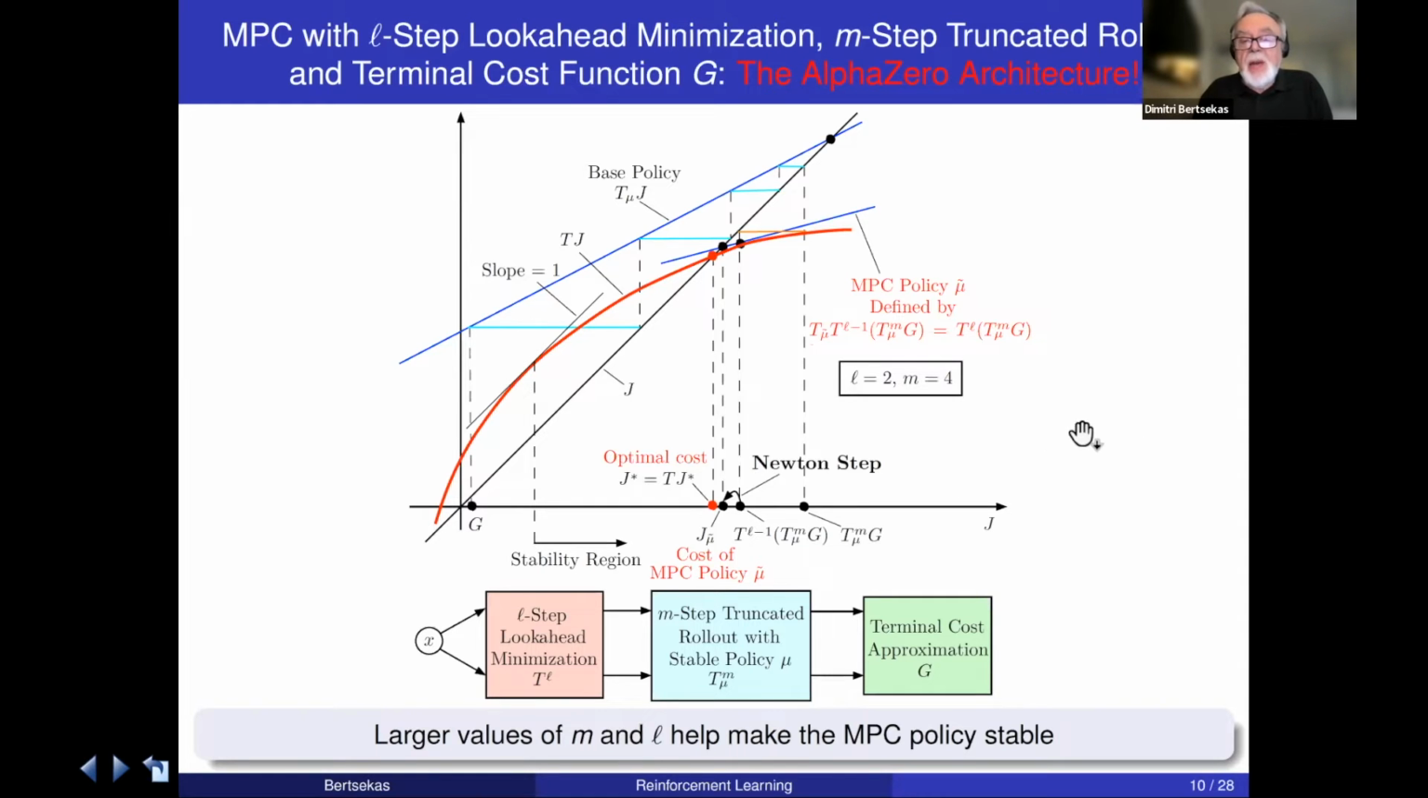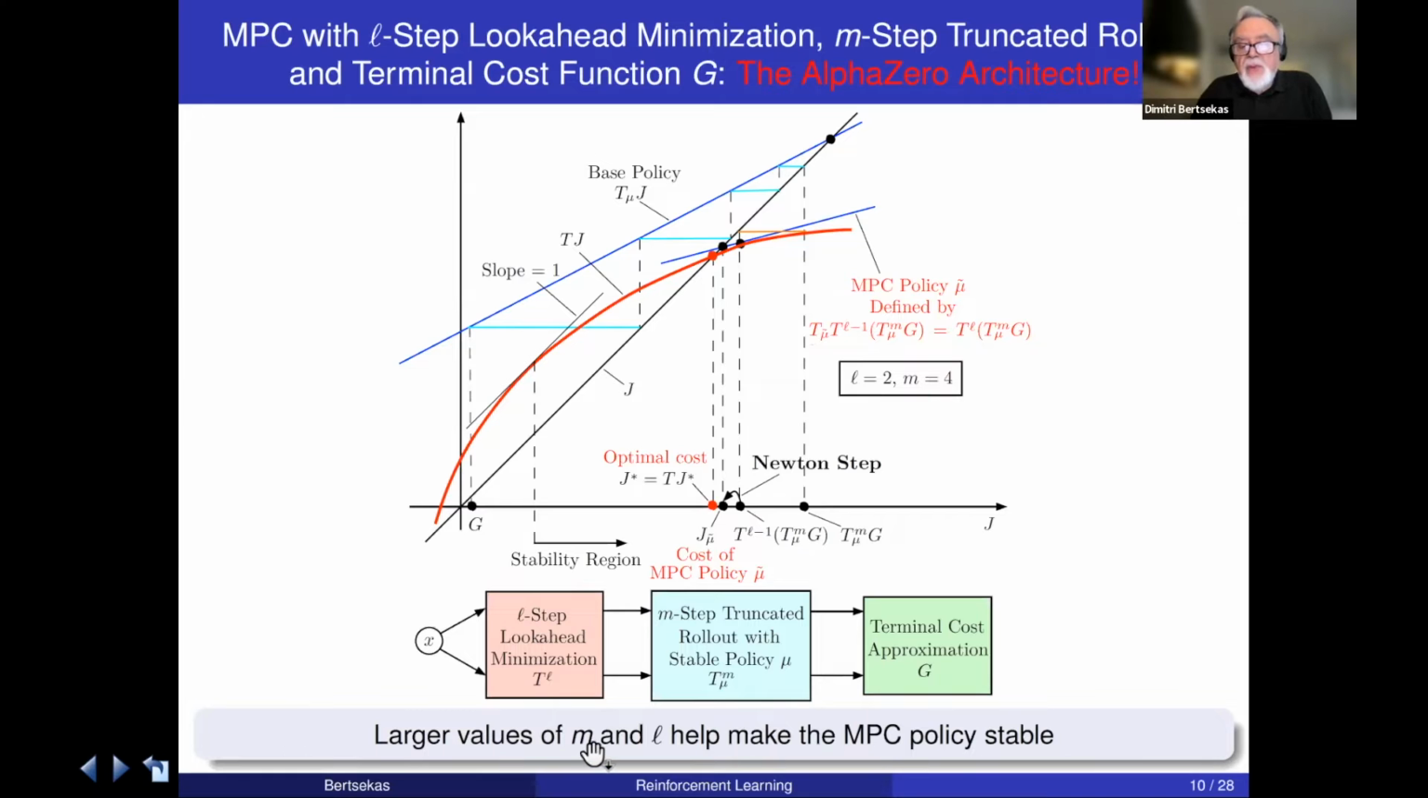And now the nice thing about it is that it's clear that by doing rollout with a stable policy, we improve the stability properties of the system. We push the starting point of the Newton step, we push the effective approximation at the end of the M step look ahead, into the stability region. And then whether we do 1 step look ahead or L step look ahead, it doesn't matter. Once we are in this region, then we get a stable MPC policy.